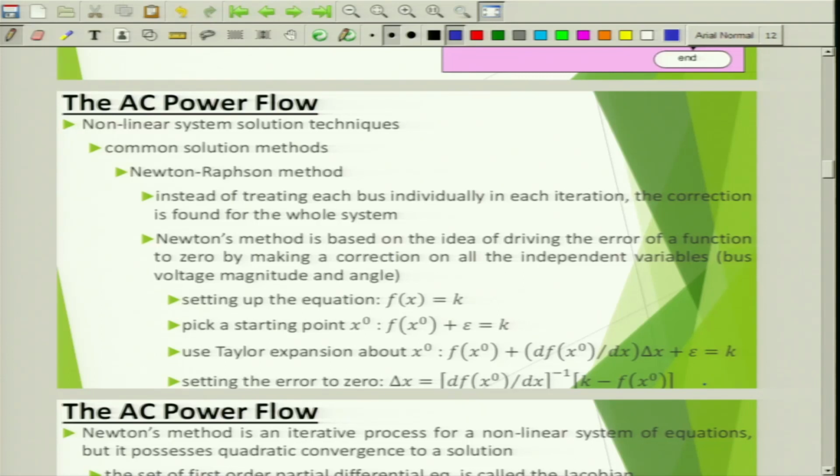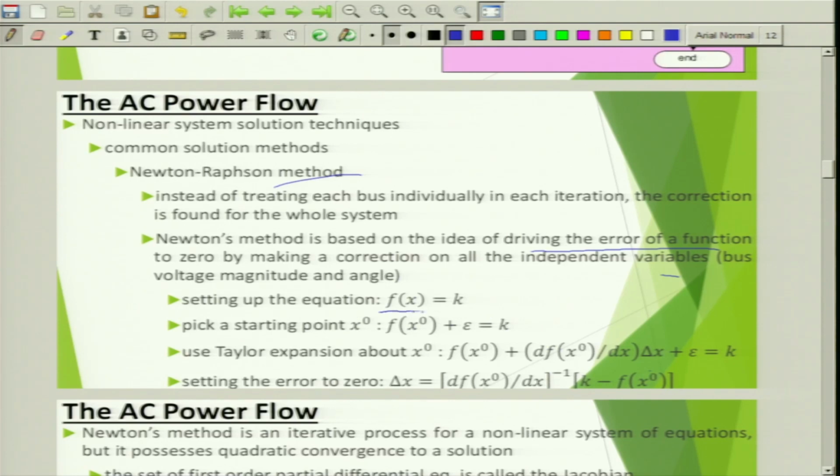But the issue with Gauss-Seidel is that it takes a lot of time. So for nonlinear system solution techniques, we go for the Newton-Raphson method. Instead of treating each bus individually in each iteration, the correction is found for the whole system. Newton's method is based on the idea of driving the error of a function to 0 by making a correction on all the independent variables.